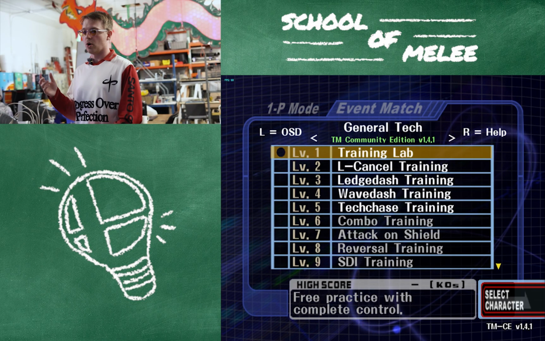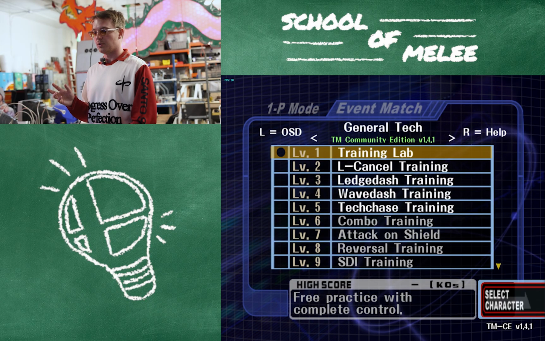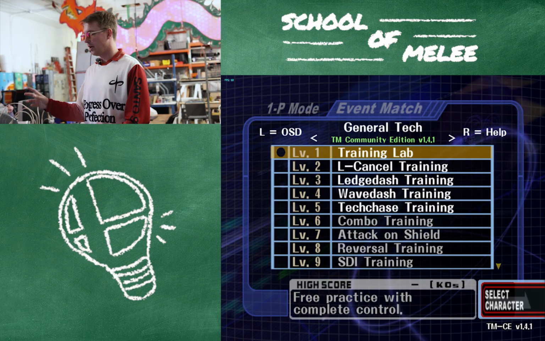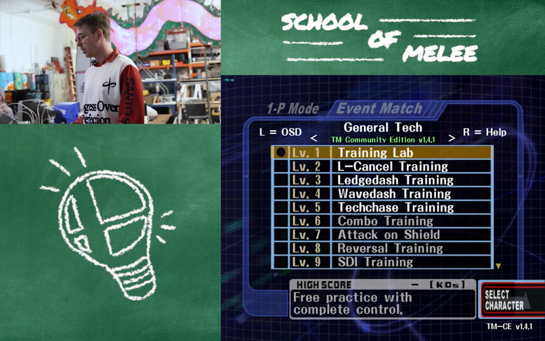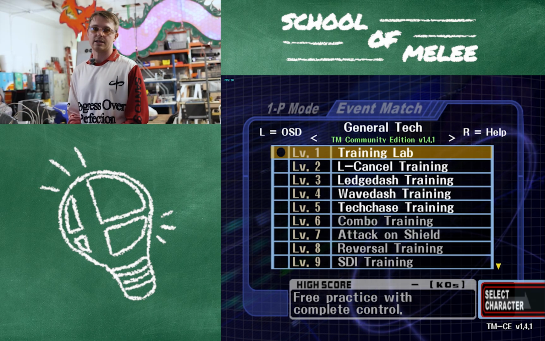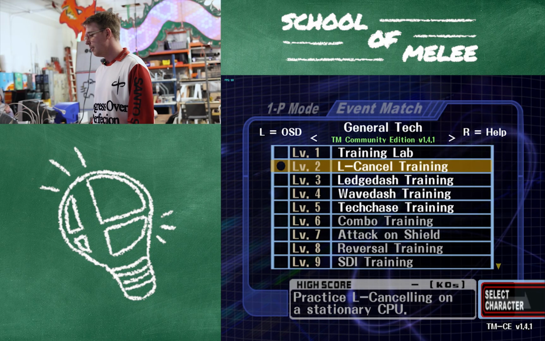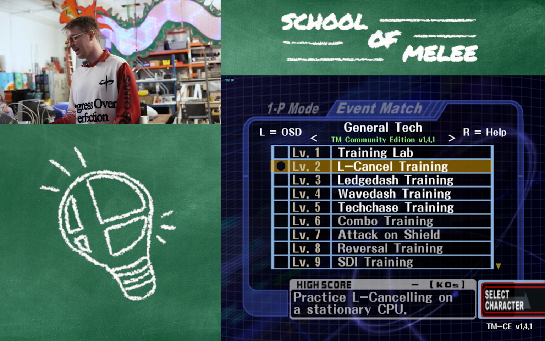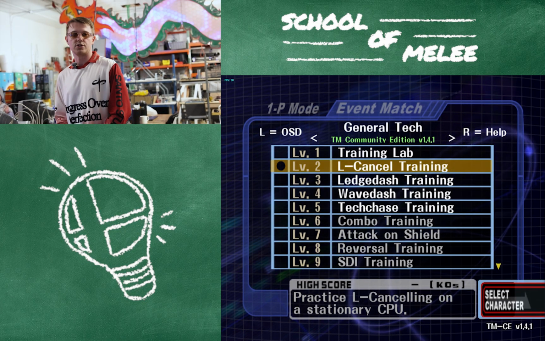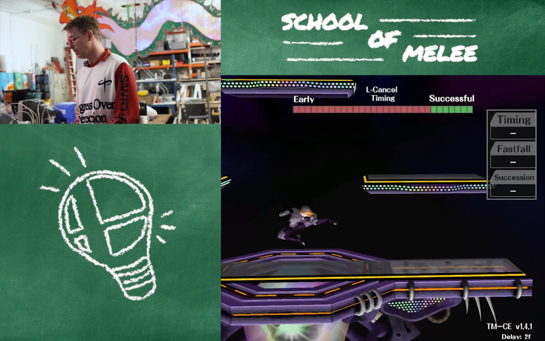So those are a little bit more of the bells and whistles, starting with the stuff that's a little bit more fun, going into the character-specific stuff. And we're going to go ahead and skip Training Lab because I think that's by far the most advanced, and we'll spend time on it at the end. But just to quickly flip through these, L-cancel training I think is something that's great also to just move around a little bit as well.